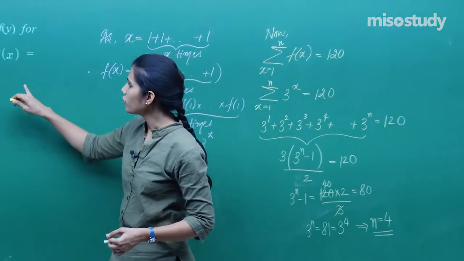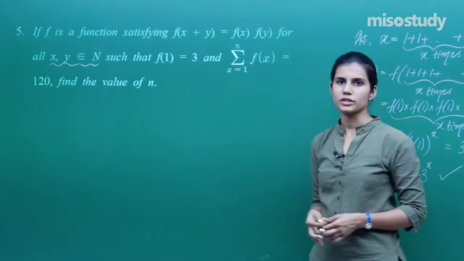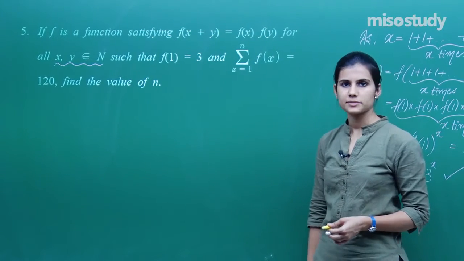and that is what is the value of n for which summation x going from 1 to n f of x is 120 when f of x is 3 to the power x.